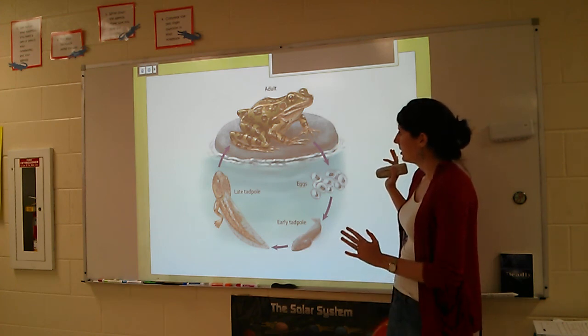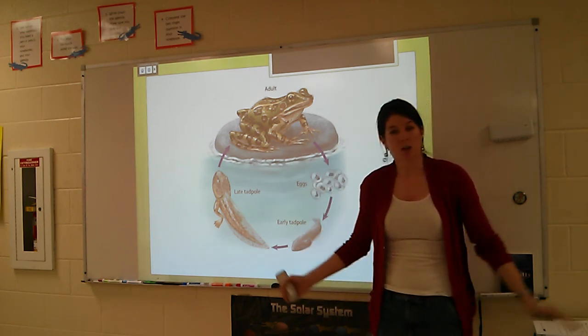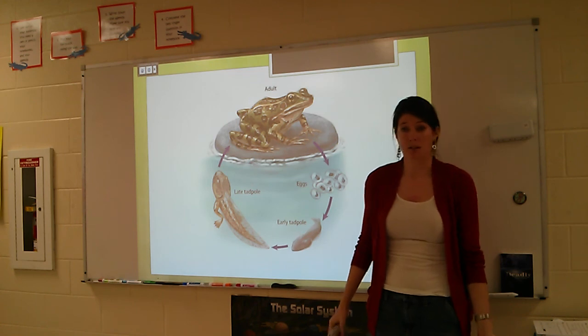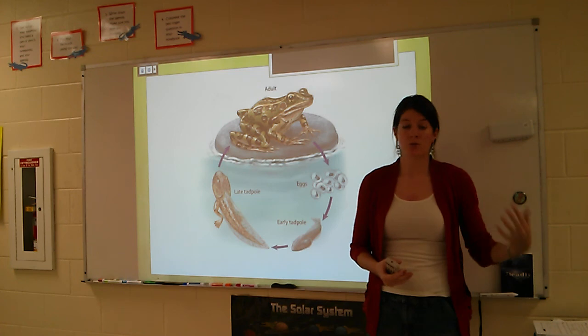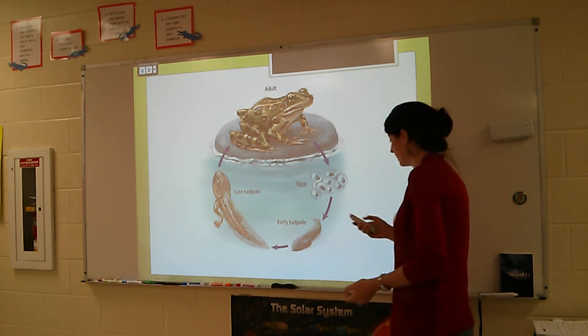So all animals develop, though, regardless of whether they look very similar or not. They are changing, and they are going through some changes that make them go from their immature form to their mature form.